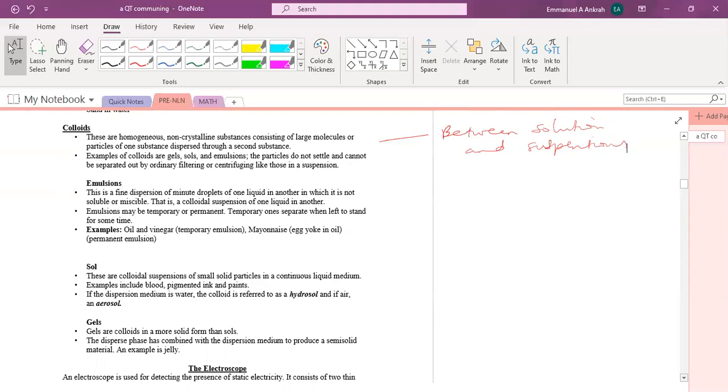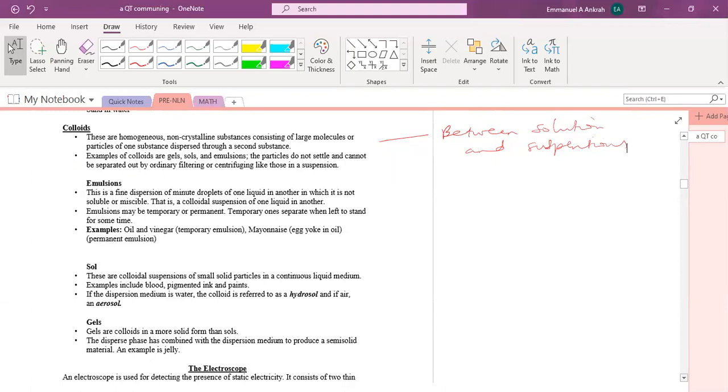If the dispersion medium is water, the colloid is referred to as a hydrosol. And if it's air, we call it an aerosol. So there's hydrosol and aerosol. Paint or ink would be a hydrosol, and blood would be a hydrosol. If the particles are suspended in air, you have an aerosol. That's why containers under pressure that you press to release a spray, those sprays, are aerosols.